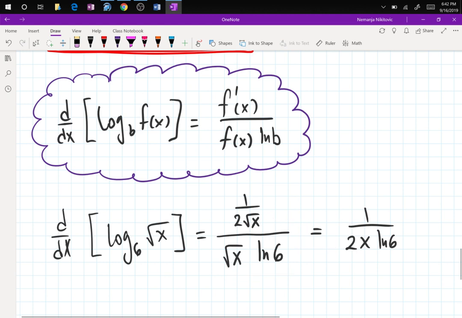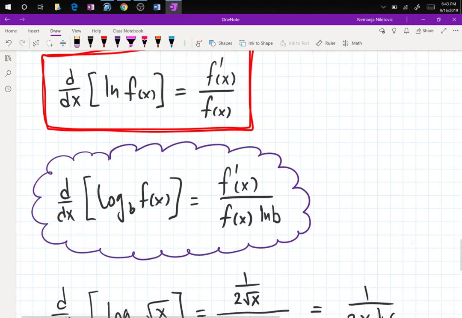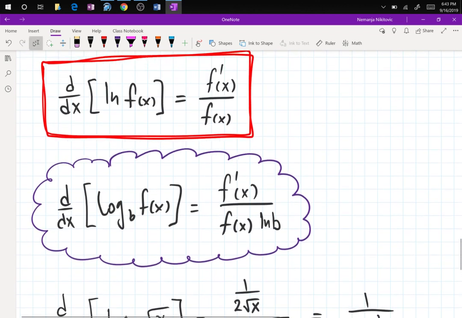So, with this equation in the cloud, right, you can now have any base and any function, which is different than the red, because in the red one, your base is stuck to be e.